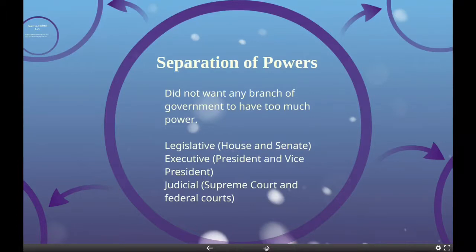The three branches that were created in the Constitution are the legislative, which is composed of the House and Senate and is set up in Article 1. The executive, composed of the President, the Vice President, and the departments, is set up in Article 2. The judicial, composed of the federal courts and the Supreme Court, is set up in Article 3.